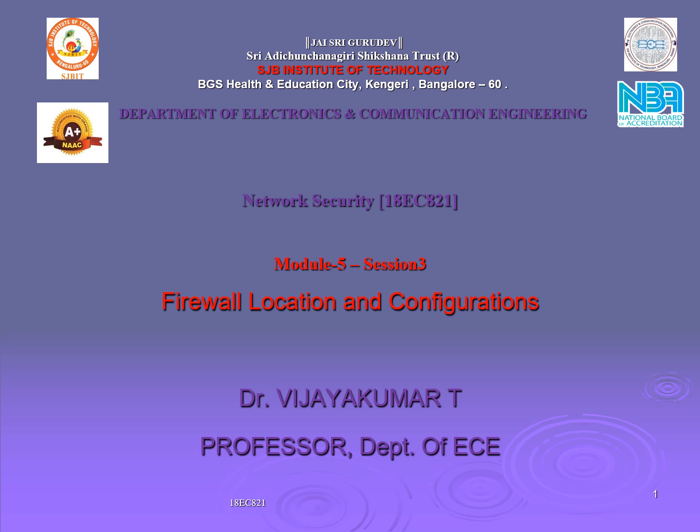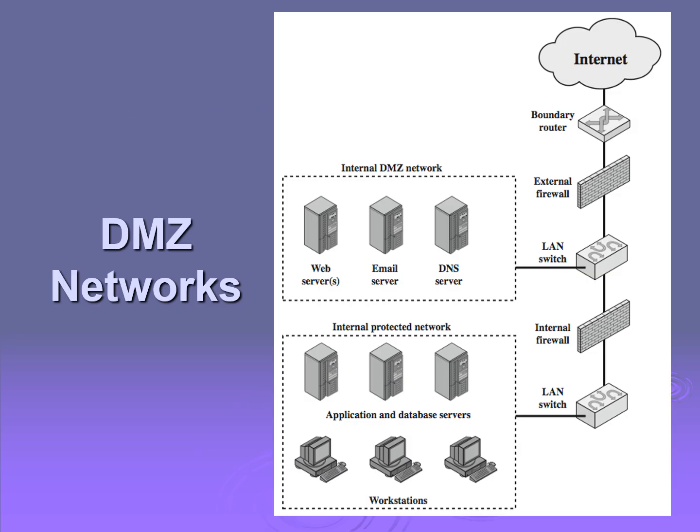Today we're going to discuss firewall location and configuration. In firewall locations and configurations, there will be three types. One is called DMZ networks, the other is called virtual private networks, and the third one is called distributed firewalls.